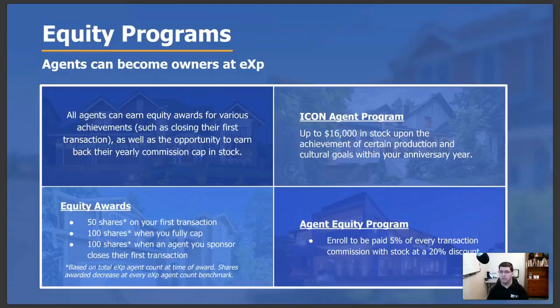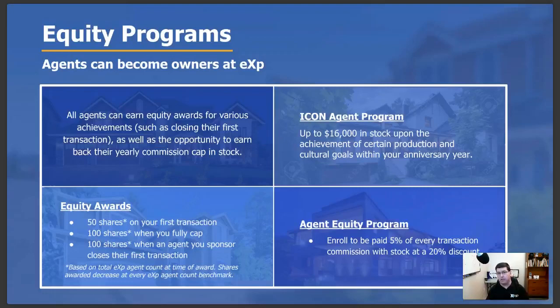Licensees can join eXp Realty and become owners. And what I've got here on the screen is three really strong programs. The Equity Awards program is one for performance. So shares are awarded on first transaction, fully cap, sponsor an agent, etc. I personally have gotten all of these awards.